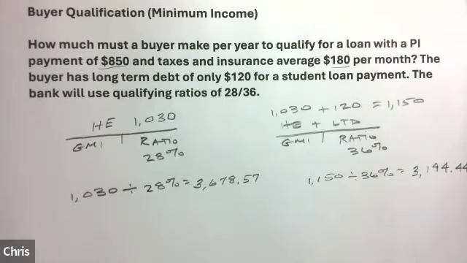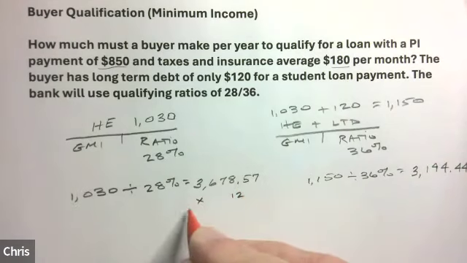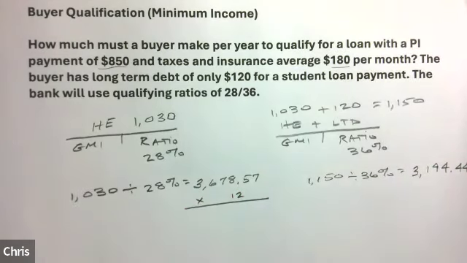So again, I'm going to annualize it. Now, in this particular case, remember, minimum income is going to be the higher of the two numbers. And in this case, I was pretty sure it was going to be the top number, the first number, because he didn't have a whole lot of back end debt. So in this particular case, we go back to the front end. He needs to make 3678.57. We're going to annualize it by multiplying it by 12. So in this case, he needs to make $44,000 per year.